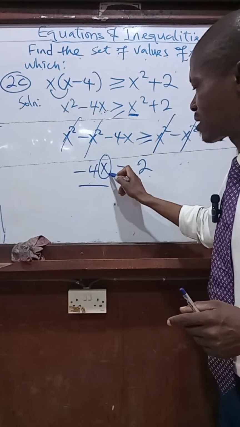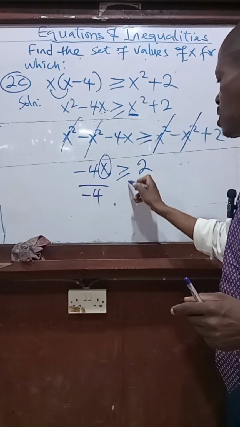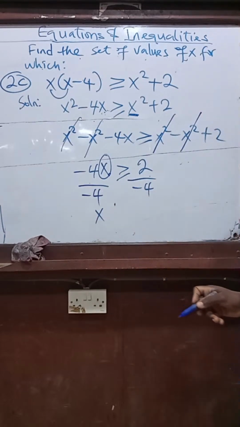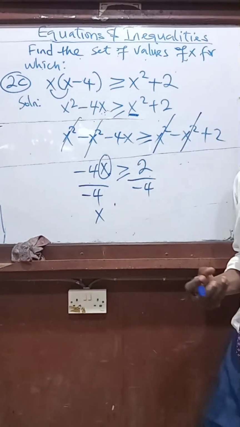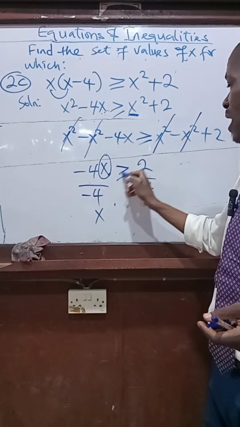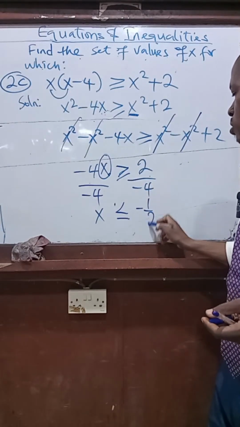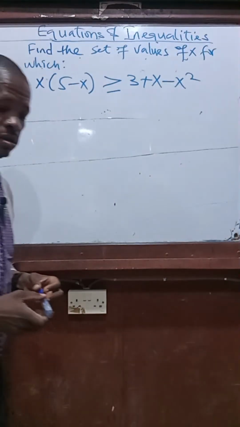equation by the coefficient of that variable, minus 4. So x is what? Mind you, when you divide an inequality by a negative, the sign will change. That will be less than or equal to what? Minus 1 over 2. Okay, and that's finished that question. Another one.